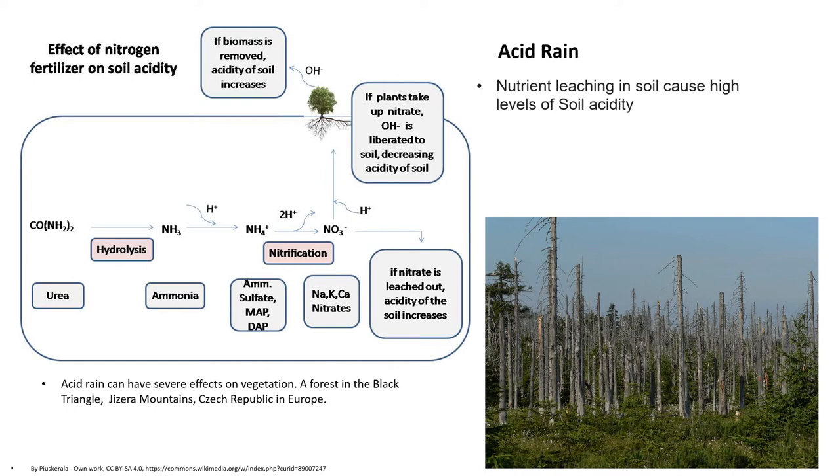Vegetation on Earth's surface is crucial. Plants naturally absorb nitrates and release hydroxyl ions which balance the pH of the soil and acidity is controlled. If the biomass is removed or damaged by the acid rains, the acidity in the soil increases alarmingly and it is very harmful for the crops. A further addition of nitrogen-rich fertilizers to the soil, expecting an enhancement in the yields, now backfires. So the fertilizers cannot alone save the crops. Furthermore, leaching out of nitrates causes an additional increase in the acidity. A severe damage to the forest vegetation was revealed in the Black Triangle, Jizera Mountains, Czech Republic in Europe, as shown in the picture here.